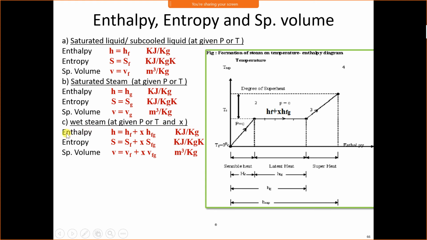Now for wet steam, the formula of enthalpy is h = hf + x hfg. Entropy, s = sf + x sfg. Specific volume, v = vf + x vfg. These are also specific enthalpy and entropy; I have not written it here. Means whenever we have to calculate enthalpy of wet steam, add hf and x hfg. Then for entropy, sf plus x sfg. Specific volume is equal to vf plus x vfg.